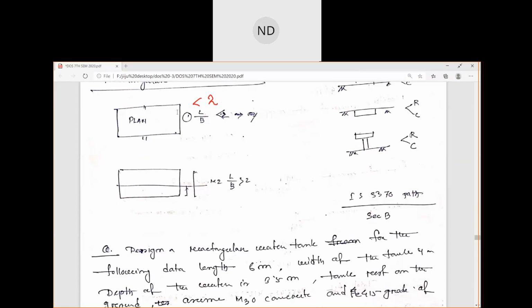So if your L by B is less than 2, what happens? The top continuous frame and bottom should be designed as cantilever. Top should be designed as continuous frame and bottom should be designed as cantilever.